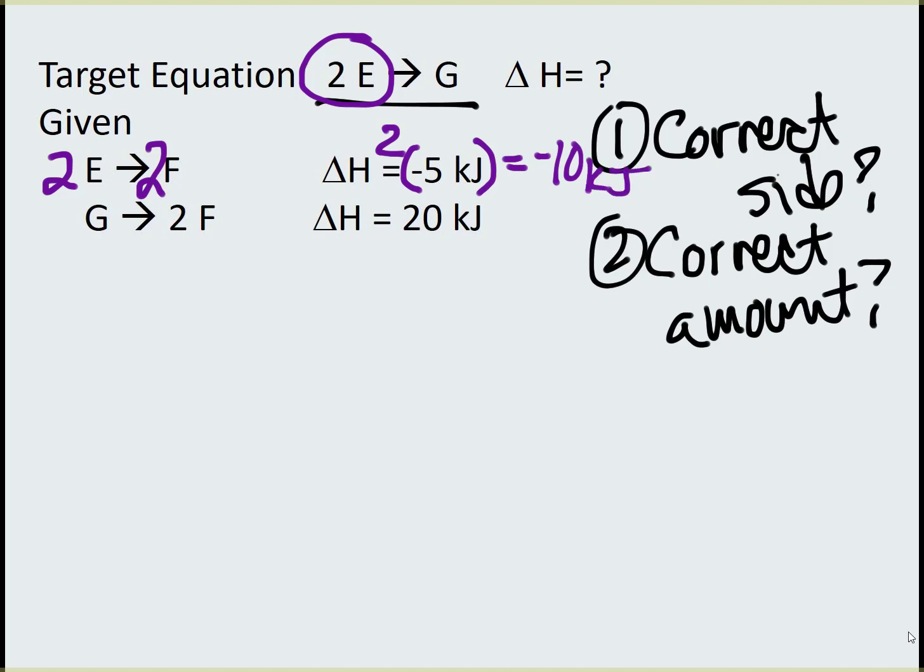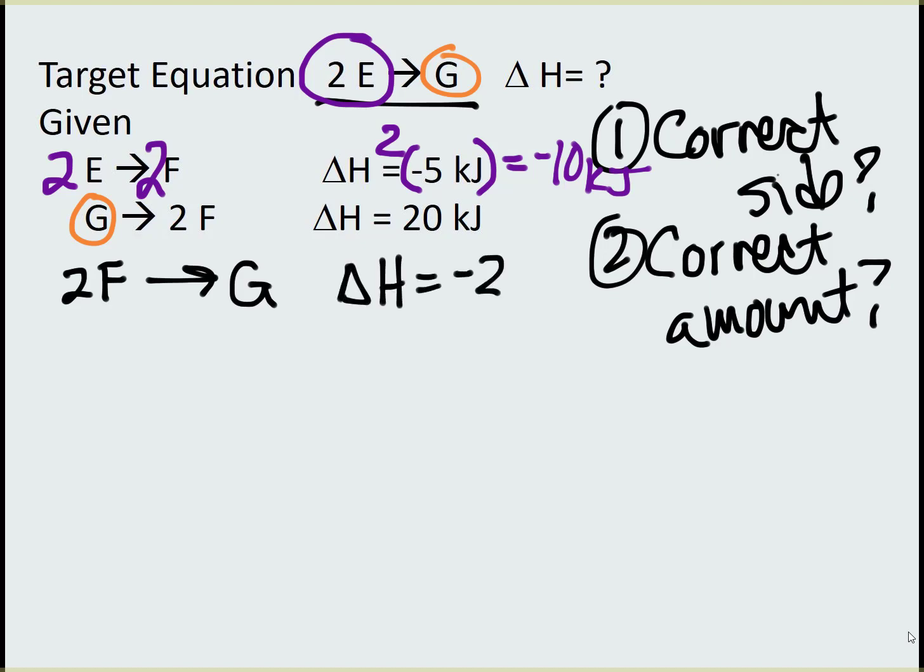All right, let's look at my next thing, my G. So G is on the product side, and I look down here and I have G on the reactant side. So this is not on the correct side. So what I'm going to do is rewrite this whole equation, but put the products on the left and the reactants on the right. And when I do this, my delta H changes sign. So now it's an endothermic reaction. It's a negative 20.